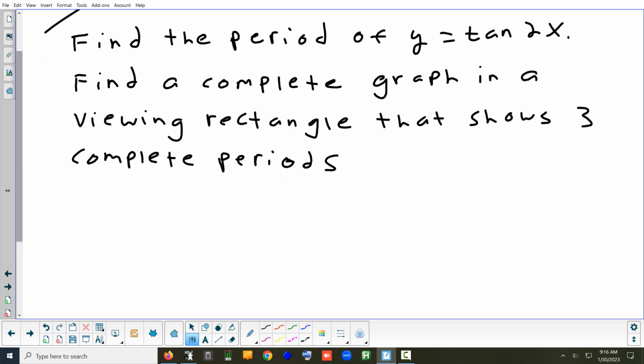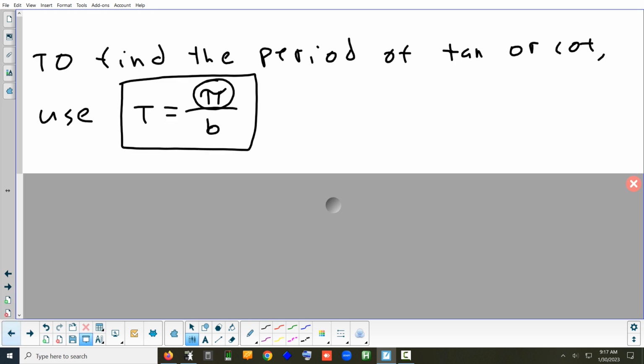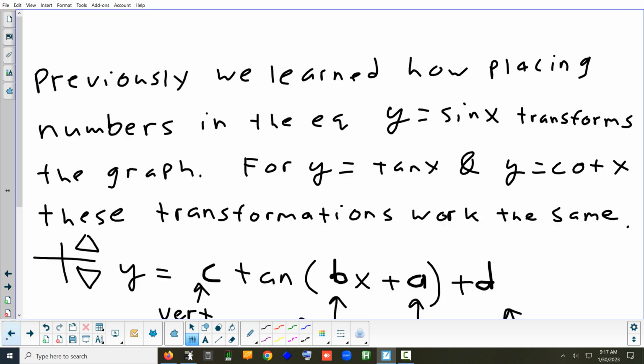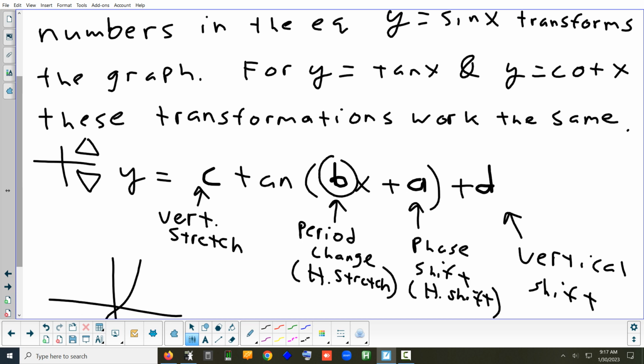All right, tan 2x. Why they use the t, I don't know. That's just the formula they use for period. But what's the formula for finding the period of tangent? The pi over b. Now, if you're wondering, well, where does b come from? B is the number that's in front of x.